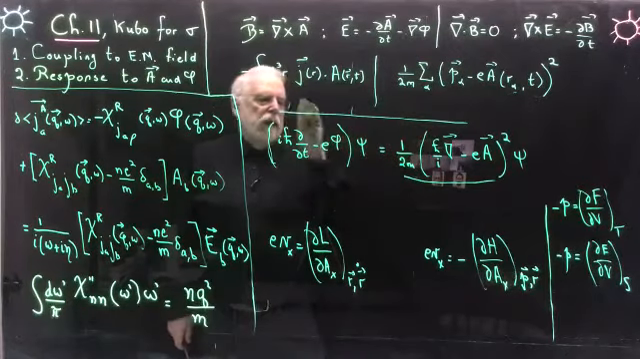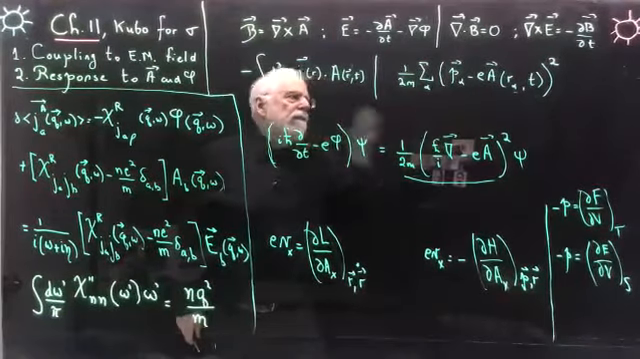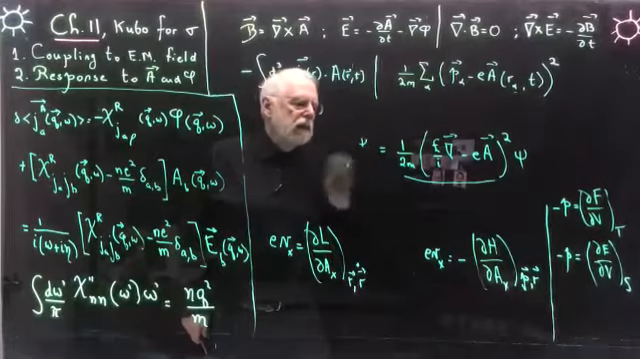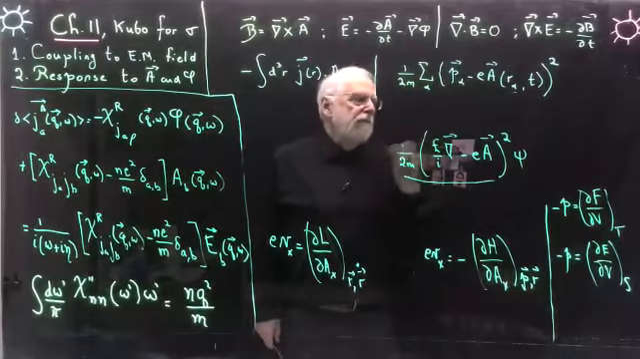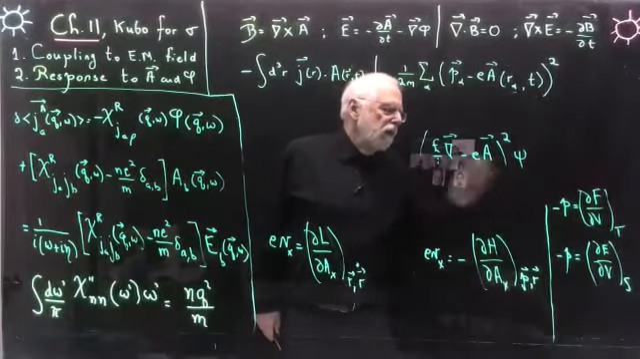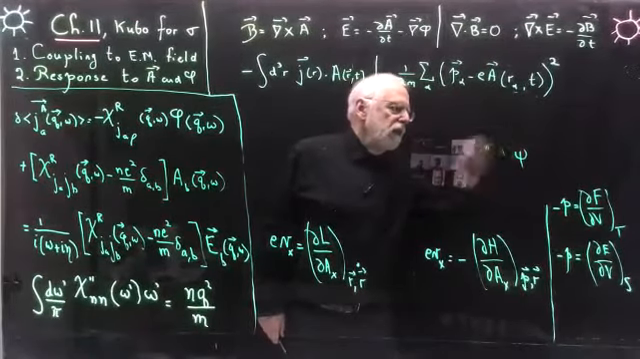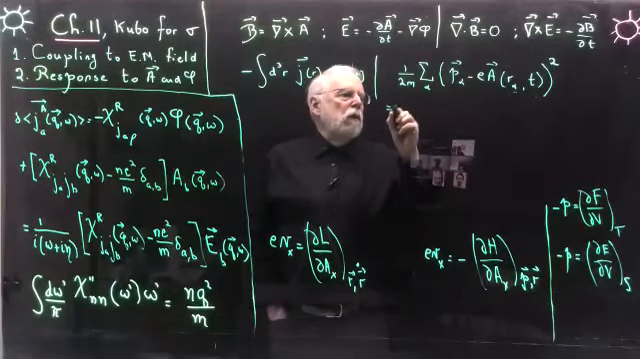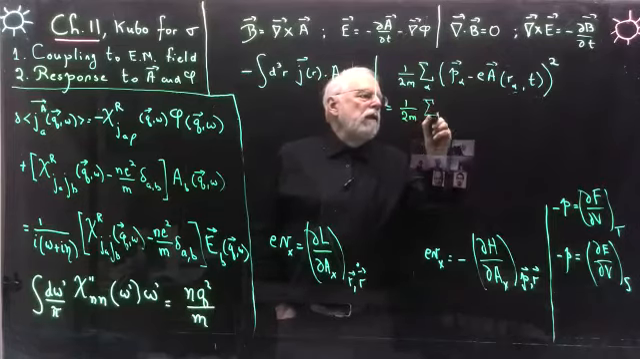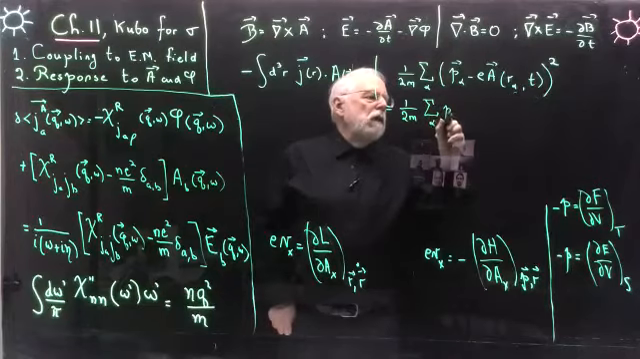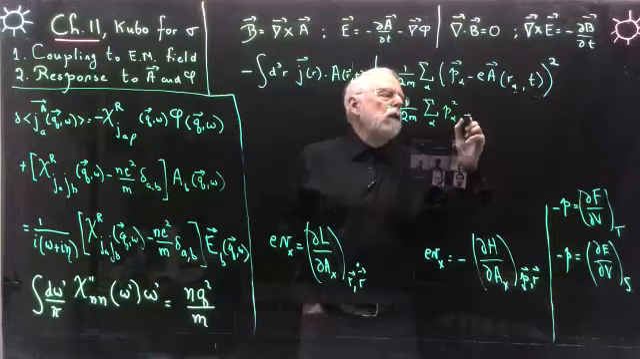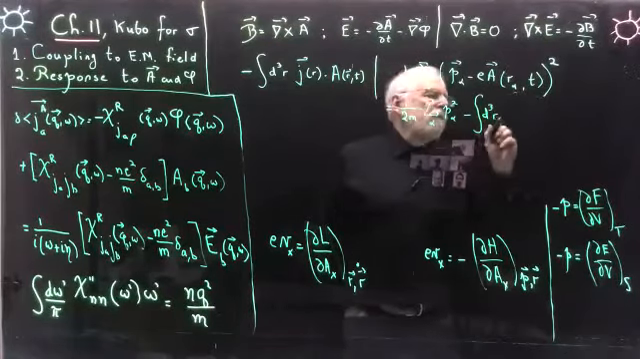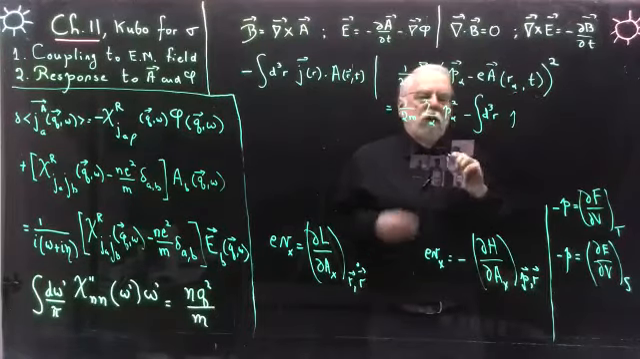Okay, now I need some space. So what I will do now is just expand this and write the result like this. So I write this as equal to 1 over 2m sum over alpha. Okay, so there's a P alpha square. And then I have a plus or minus integral d cube r of 1 over 2m also.